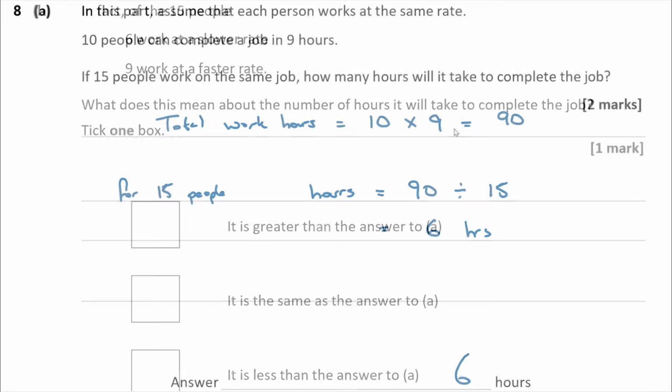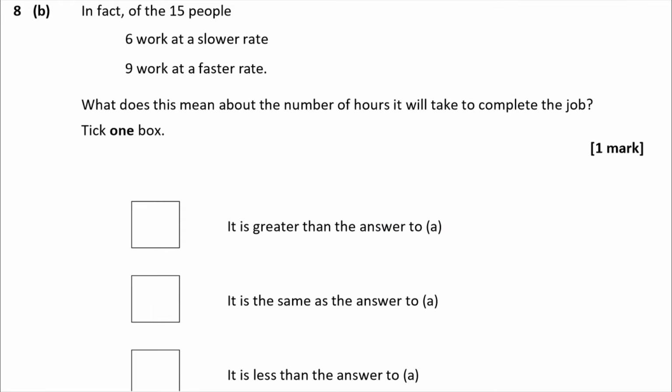It seems reasonable. Now part B says, in fact, of the 15 people, 6 work at a slower rate and 9 work at a faster rate. What does this mean about the number of hours it takes to complete the job? Tick one box.